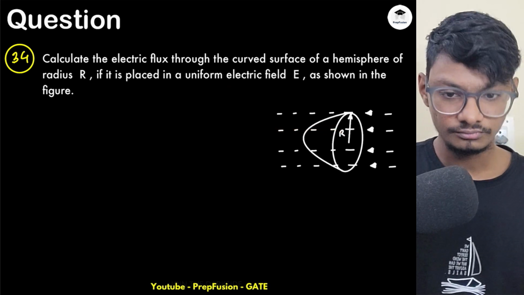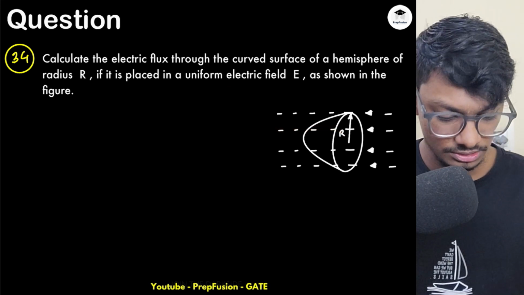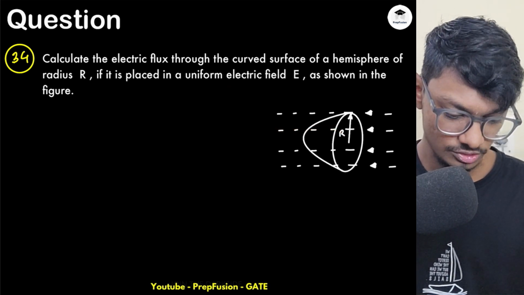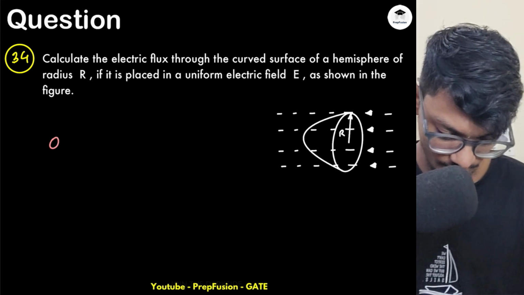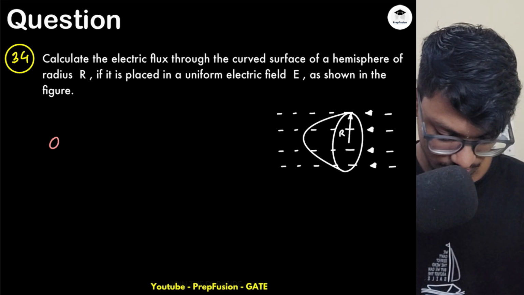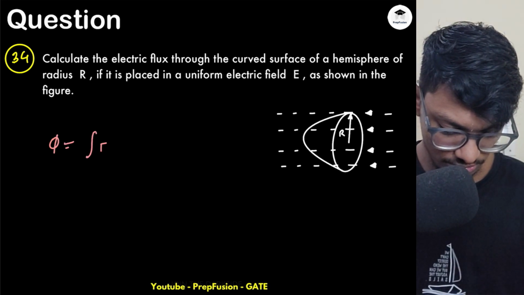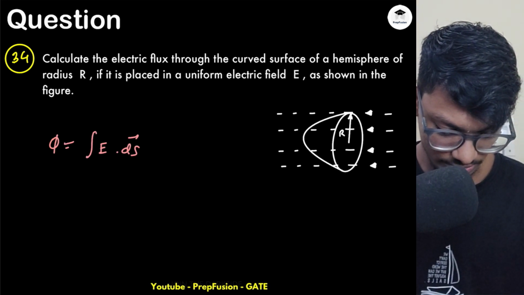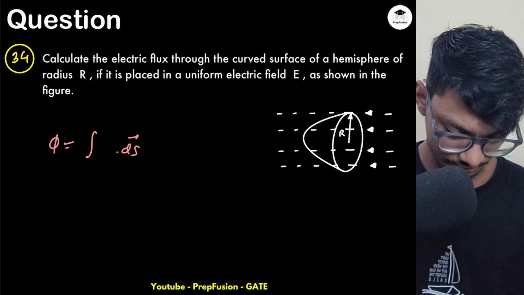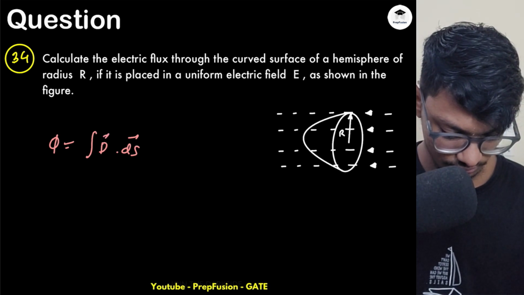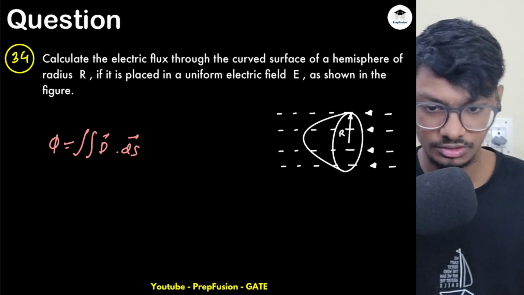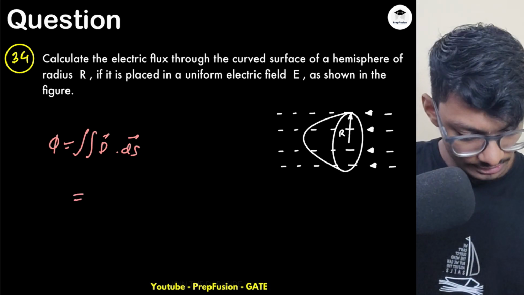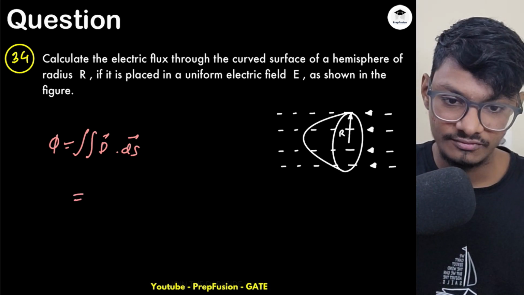So here, what you need to do is identify the flux. What is the formula for flux? The formula for flux is simply D dot ds, sorry, not E dot ds, D dot ds, throughout the surface. This is an open surface, not a closed surface. Here the electric field is uniform.